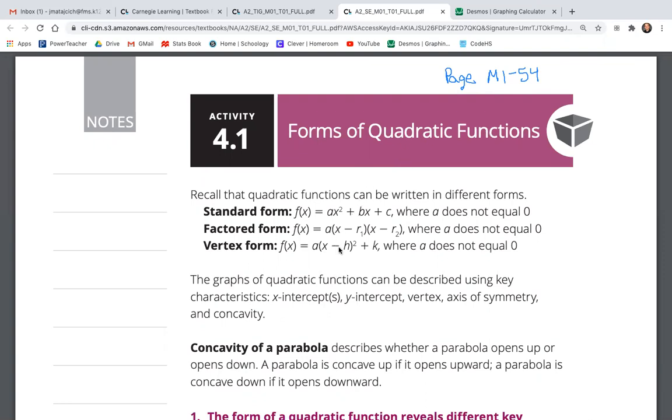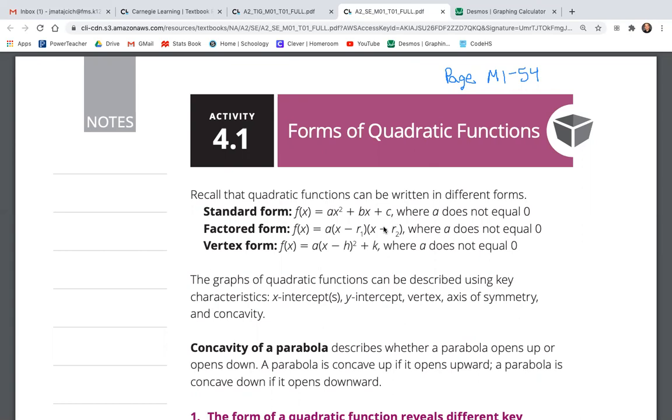So the idea behind today is, I know we picked out all of these key characteristics like the intercepts, the vertex, axis of symmetry, concavity, and we also did domain and range. And that was when a quadratic function was already graphed for us. So today we're going to find these things, but instead of having a graph, you're just going to be looking at functions or function forms.